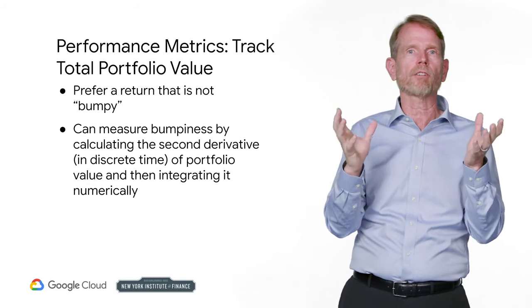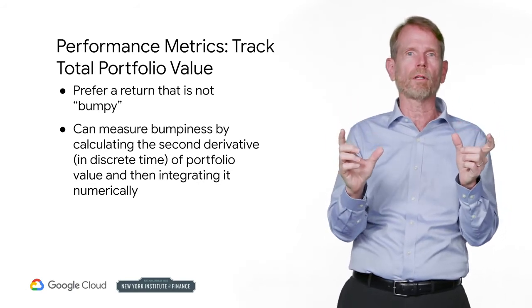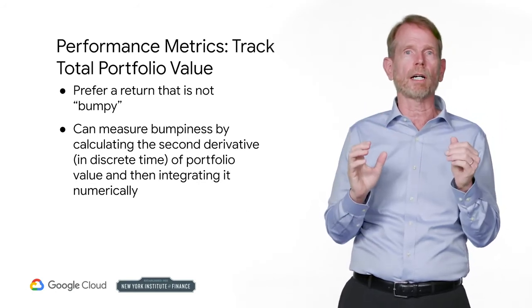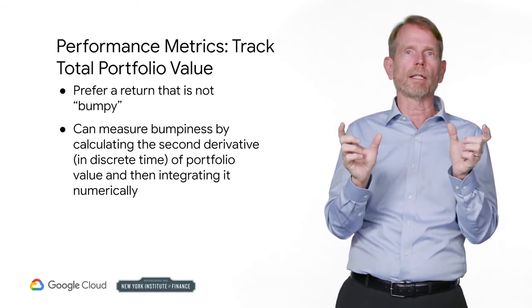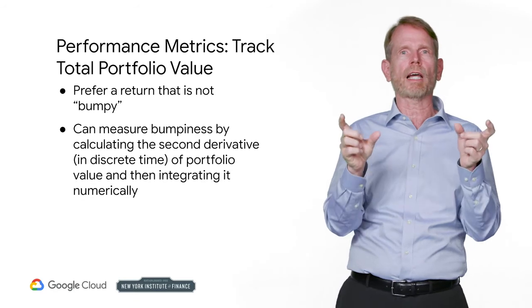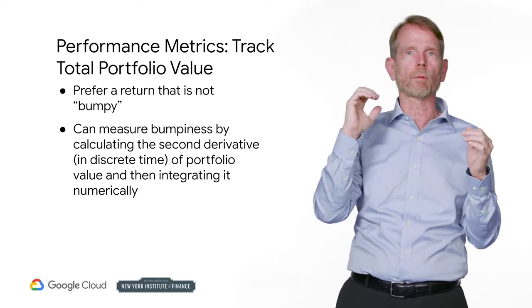If you have various trading strategies, you can take the second derivative of this portfolio value. Then you can compute in discrete time the second derivative. Then you integrate. You would prefer a line whose integrated second derivative is at a minimum. Here you are essentially penalizing for bumpiness.